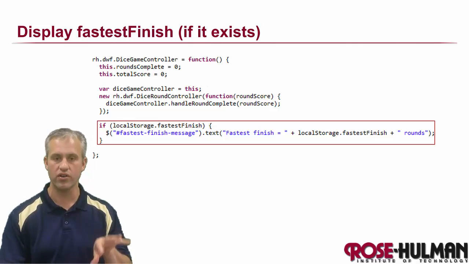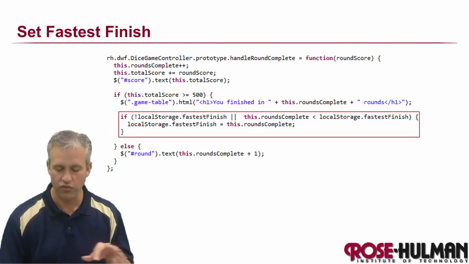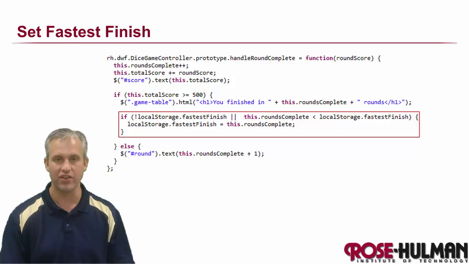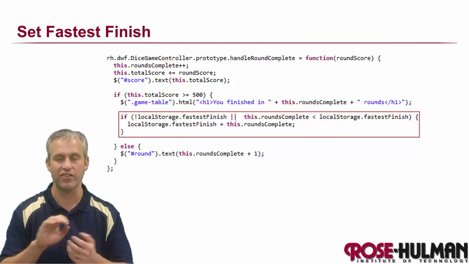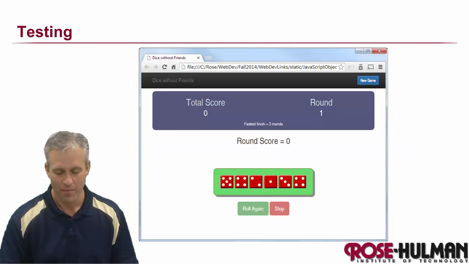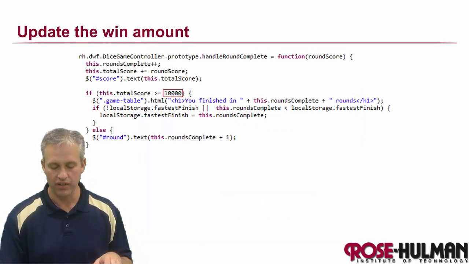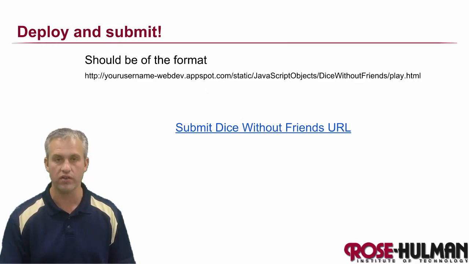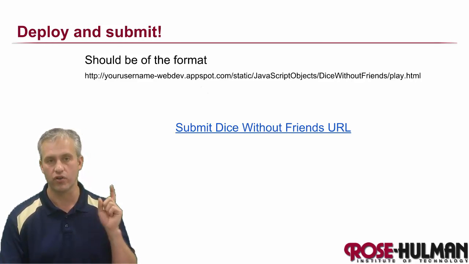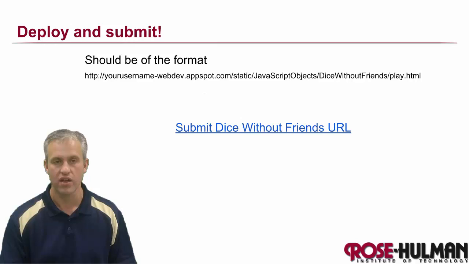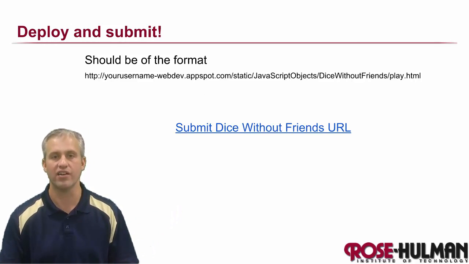Used local storage to implement it. Hopefully you learned a little bit about local storage, and then you also learned a little bit about my hackery there and my tangents at the end. Maybe that was worth your time investment. So once you've got this complete, you've got the score updated the way you want it, assuming you're taking this class for a grade, you need to go ahead and submit it. And we were all done with Dice Without Friends.